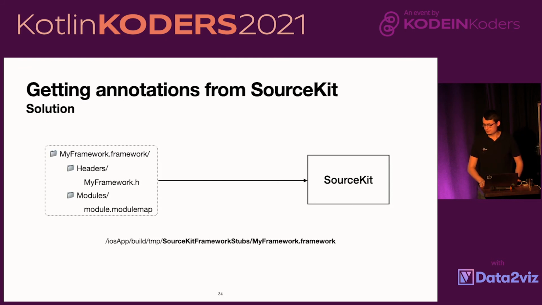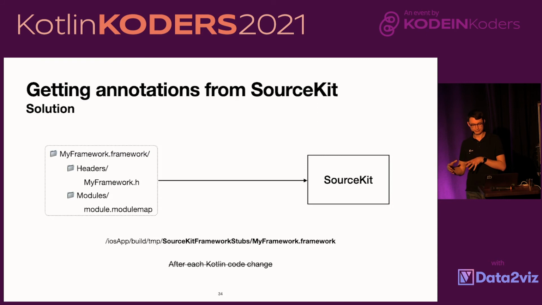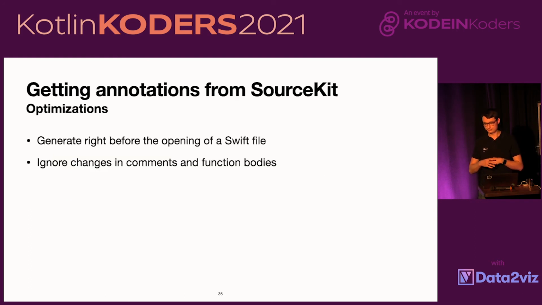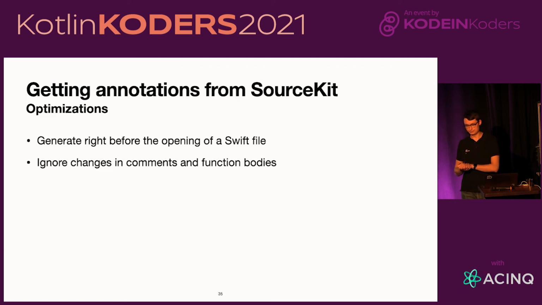And yeah, you even can find it in the build folder if you try out the KMM plugin currently. And naive approach would be to generate this framework stub every time you update your Kotlin code, but there are some optimizations for that. First of all, we don't need to generate it right after you change your Kotlin file. Actually, we need to generate it only right before you open the Swift file, or right after you open and when all the annotations are requested from SourceKit. So first we need to regenerate it quickly and then request annotations.